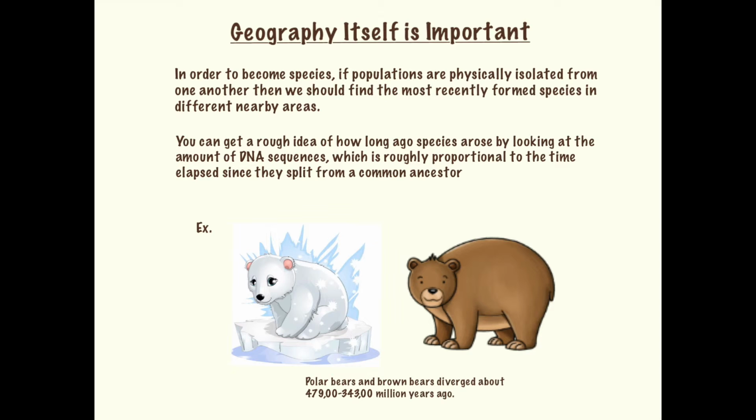You can figure out how long ago species arose by looking at the differences between their DNA sequences, which is proportional to the time elapsed since they split from a common ancestor. An example of this are polar bears and brown bears. Polar bears and brown bears are both sister species and were divided by a geographic barrier. They diverged about 479,000 to 343,000 years ago. Scientists and biologists compared the length of the DNA segments shared by polar bears and brown bears to determine when the split occurred.